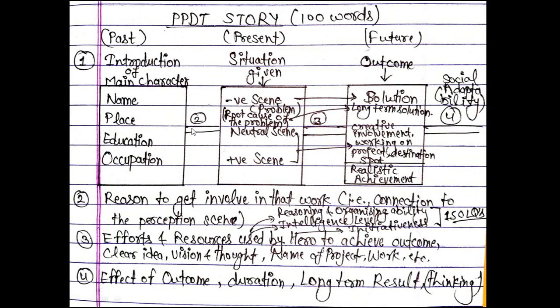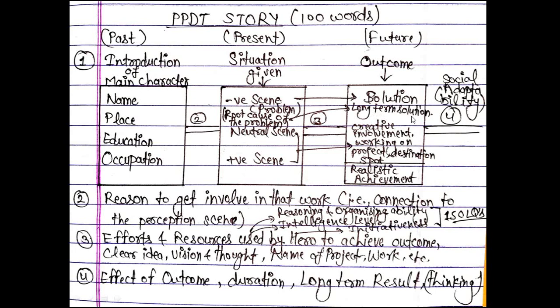Now what you have to include in the past of the story: the introduction of the main character, name, place, education and occupation of your main character. Now how will you connect to it? The present situation. This shows the connectivity. You have to show it by the reason to get involved in that work. Suppose there is a particular work or situation which has been created, the reason why your hero or main character has involved in that work, that is the connection to the perception scene you have to give. And this is the present, the situation which is given.